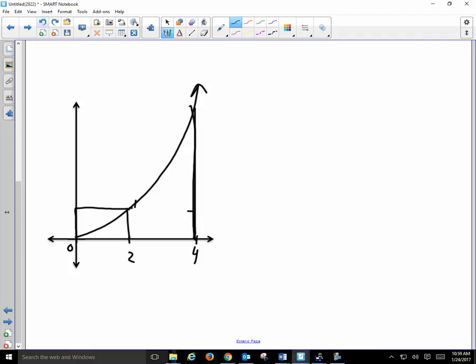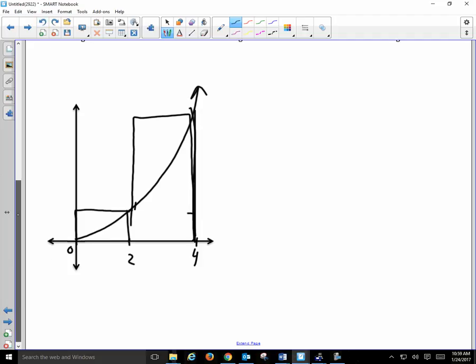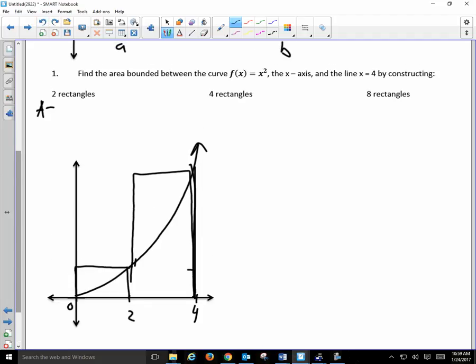For 4, between 2 and 4, do I draw the height at 2 or the height at 4? I draw it up to the curve, I draw it over to 2 and down. Yep, they start to look like bar graphs. So what I have now is the area is going to be equal to the width of the first rectangle times the height of the first rectangle.